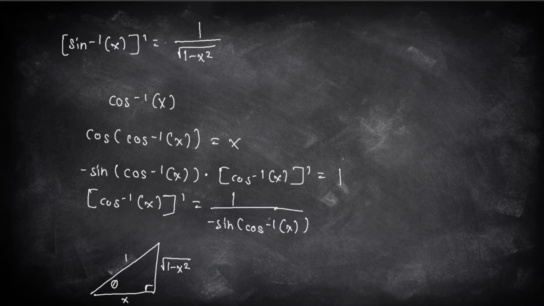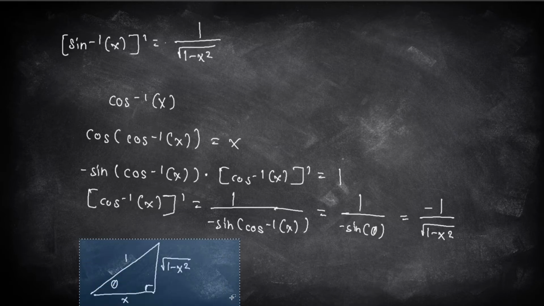Okay, so that means this simplifies to 1 divided by negative sine of theta. That's what we did before. And then sine of theta is going to be square root 1 minus x squared divided by 1, which is just square root 1 minus x squared, and then we have a negative. So that's negative 1, so I just moved the negative on top, and then square root 1 minus x squared. And that gives us our formula for inverse cosine.